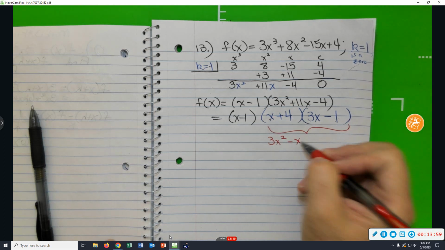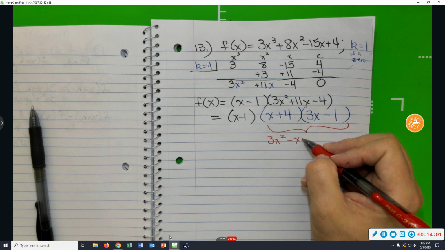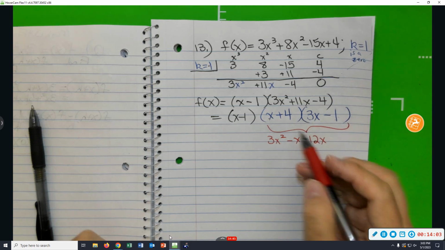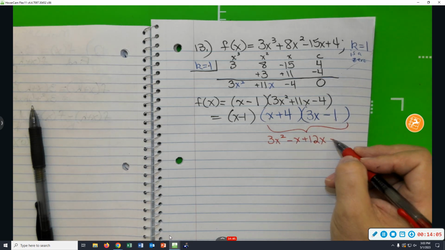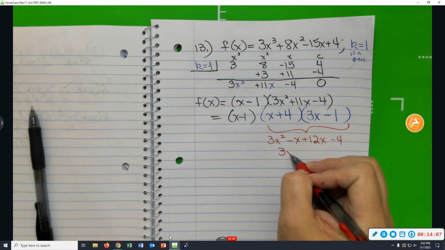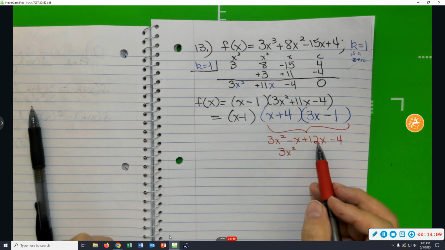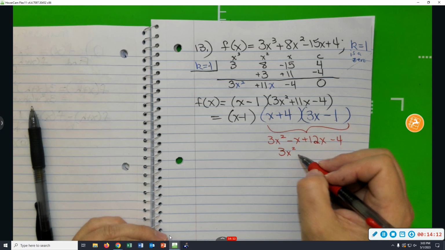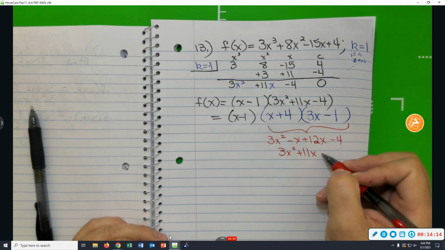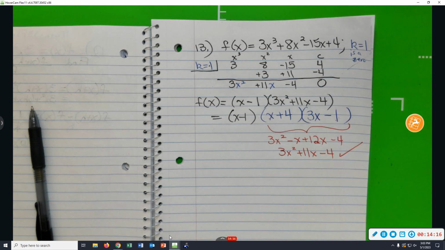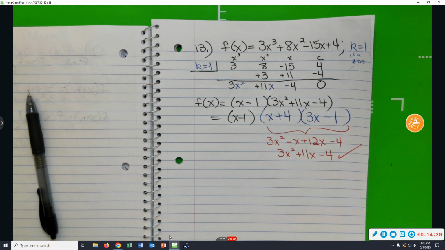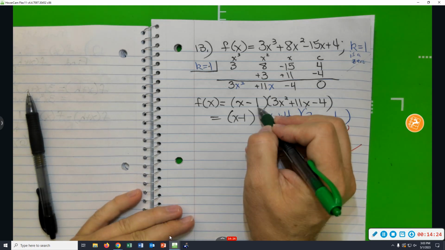Negative 1x. Inner. Last. So we have a 3x squared, negative 1x plus 12x. Sure enough, that's a plus 11x. All you're doing is checking, making sure you factored it correctly. Yes, it was correct. I was making sure Caitlin factored it correctly. I'd already done that in my head.